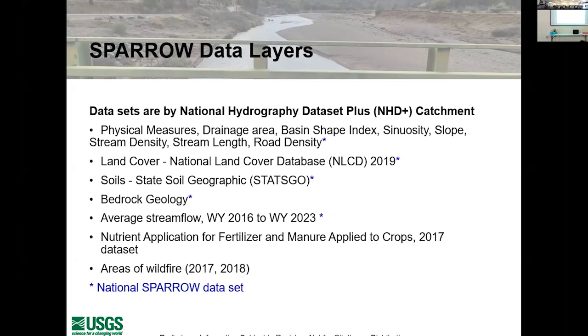And then I included in my model, and I'll show you in a minute, the areas of the wildfires: in 2017 the Sulphur fire, and in 2018 the Mendocino Complex fire. A lot of these data sets were set up, thankfully, by the National SPARROW team.